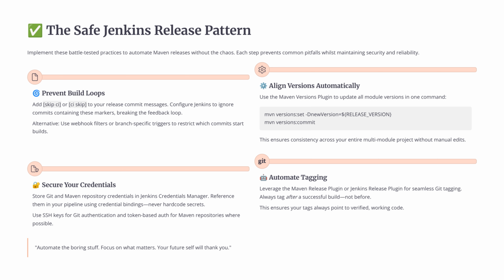Here's the headline: the safe Jenkins release pattern. This approach uses 4 key steps. Each one eliminates a specific pain point we just discussed. Step 1. Prevent build loops.